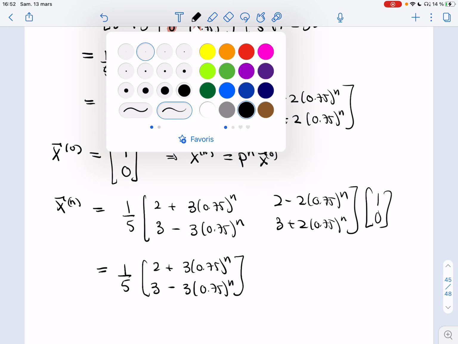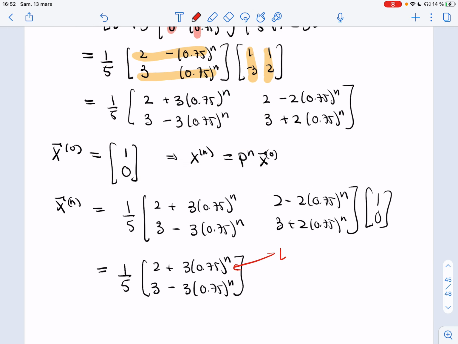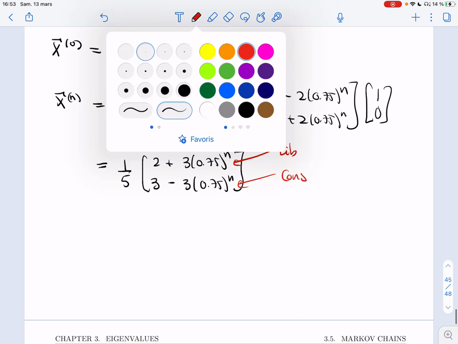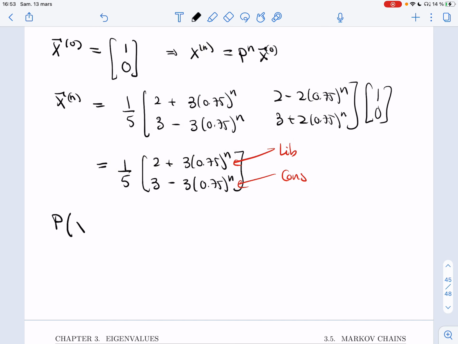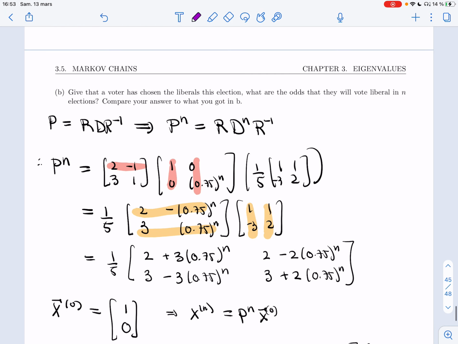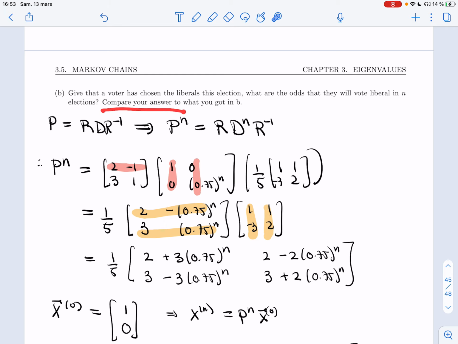All right, so this is the probability of voting liberal. This is the probability of voting conservative. What is the question? That they will vote liberal. So the probability that in an election we will get liberal is 1/5 (2 plus 3(0.75)^n). Compare your answer to what you got in B. Oh, in B is the other one.